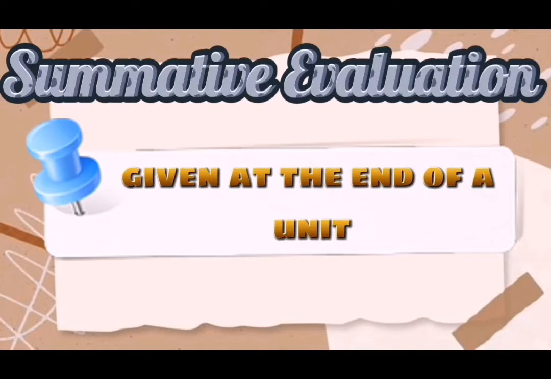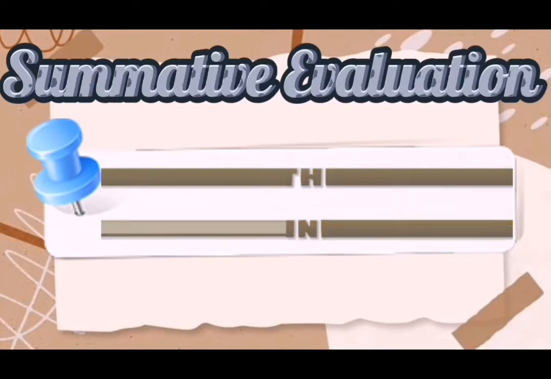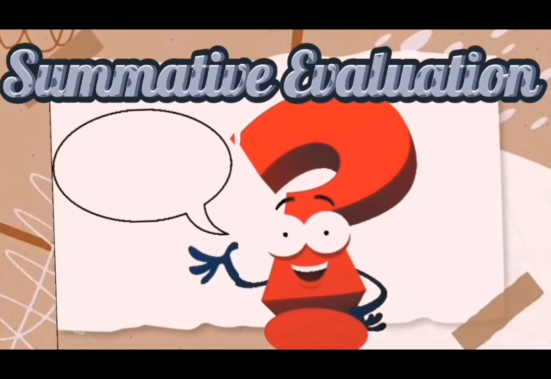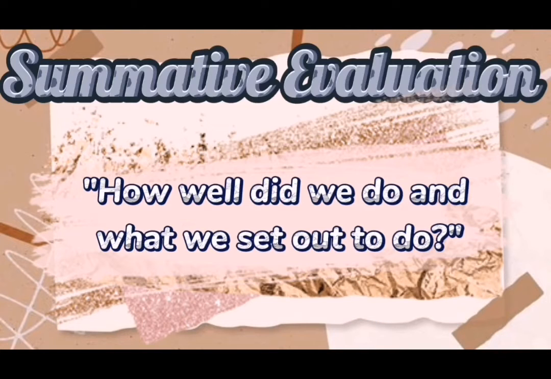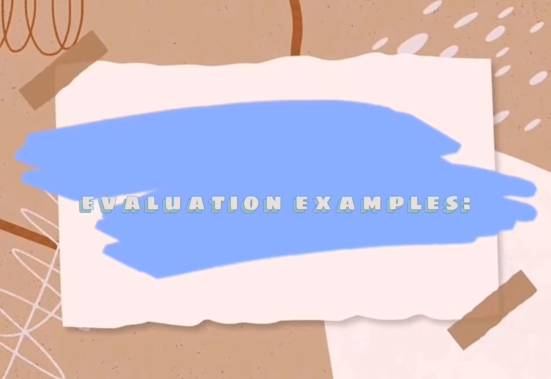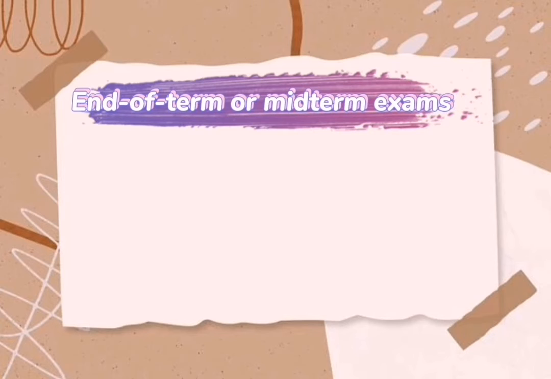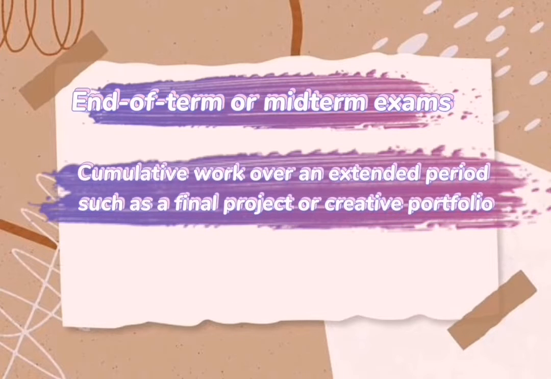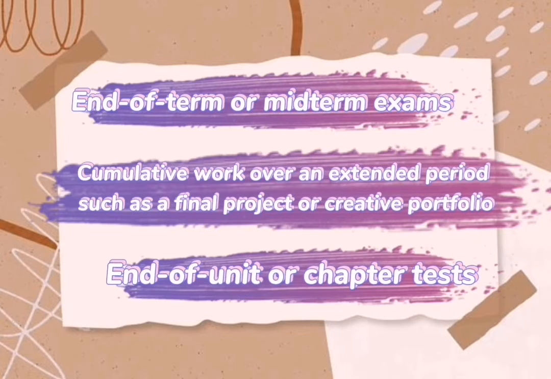Again, it is given at the end of a unit to determine if the objectives were achieved. It also answers the question, how well did we do in what we set out to do? And here are some of the summative evaluation examples. First, end of term or midterm exams. Second, cumulative work over an extended period such as a final project or creative portfolio. Third, end of unit or chapter test.